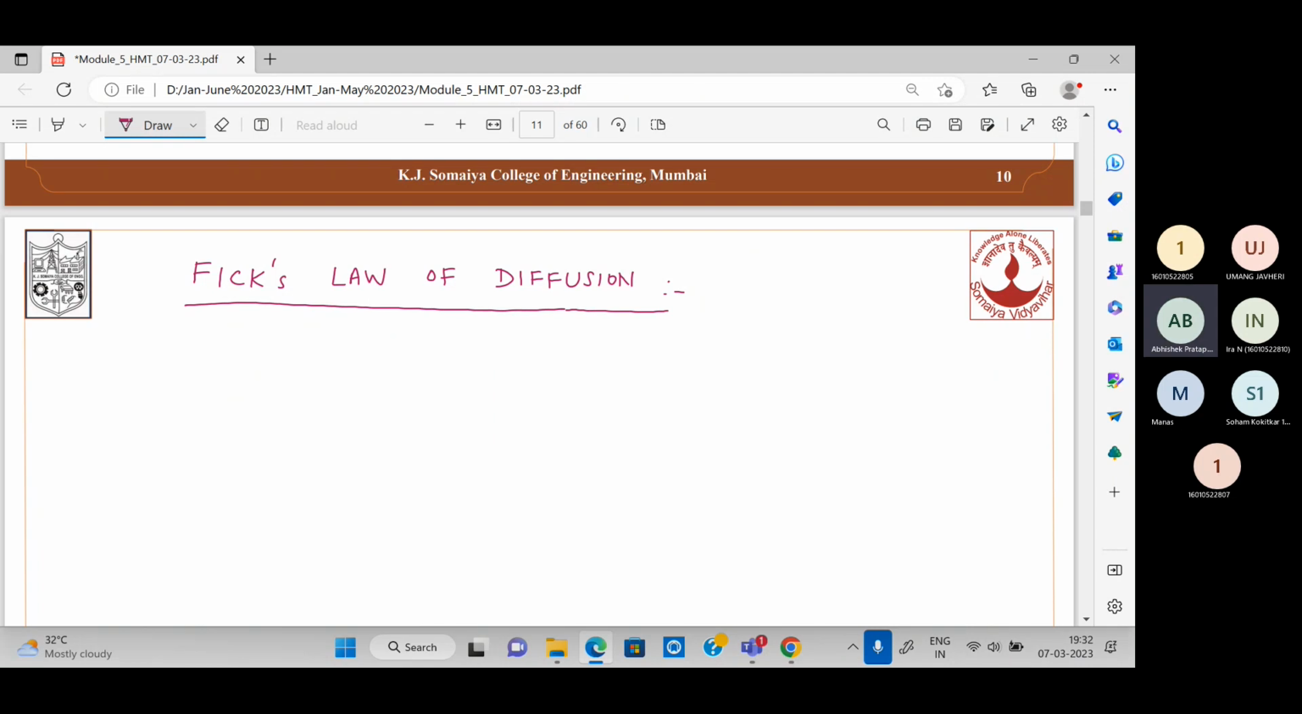So what is this Fick's law? Basically, Fick's law relates the mass flux to the concentration gradient of a species in a mixture. Let us consider a system with two components A and B. We'll draw this.